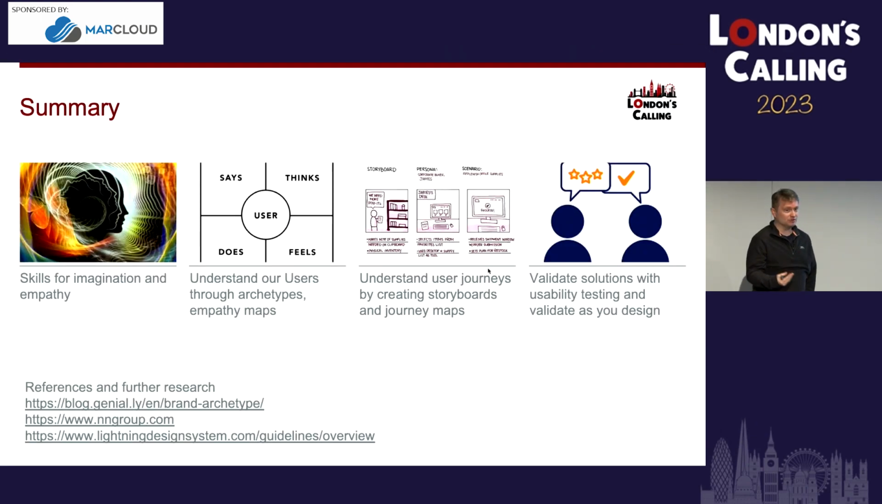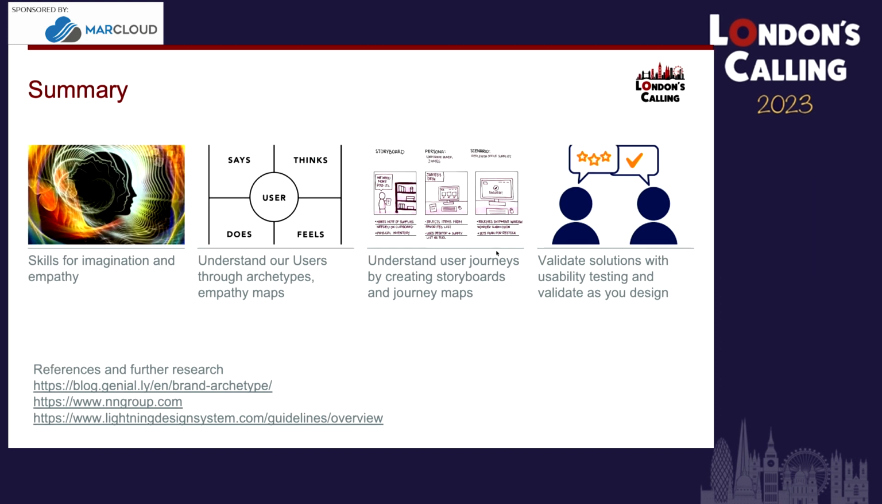At the bottom here, you can see there are some further references and research. The first link there is an article I found on Carl Jung's 12 archetypes and how it's used within marketing. Often in marketing, you identify a brand, and then you might build a brand around a particular archetype to attract more of that type of person that relates to it. That's a slightly different way of using archetypes. There's a consultancy group there, NN Group, who have a lot to say about user-centric design or human-centered design. And finally, a link to the Lightning Design System.